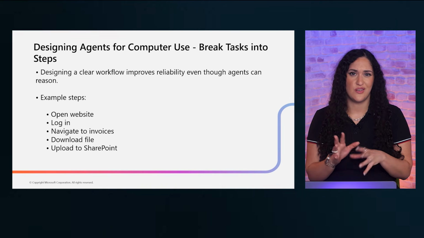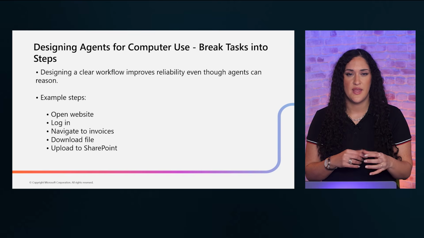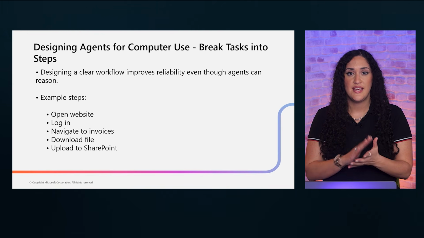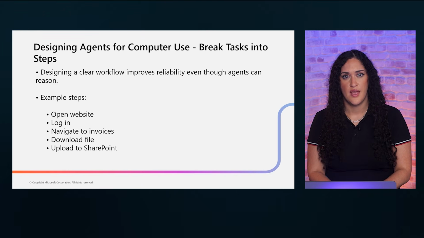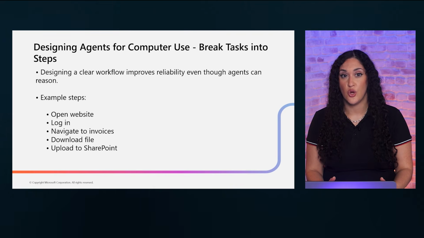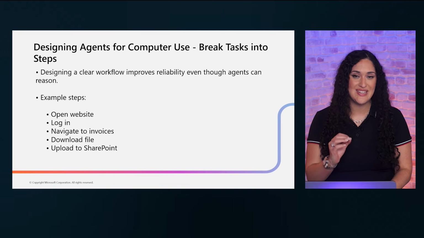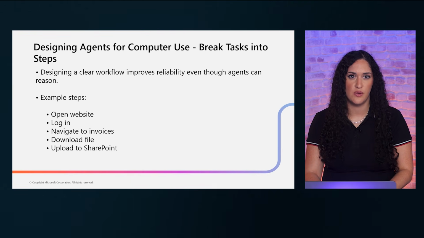Even though computer use agents can reason, breaking tasks into explicit steps dramatically improves reliability. Design a clear workflow, open the website, log in, navigate to invoices, download the file, upload to SharePoint. Each step is a checkpoint where the agent can validate success before moving on. The best practice here is to include validation criteria for each step. How does the agent know the login succeeded? What confirms it is on the right page? These validation points are your quality assurance built directly into the workflow design. They catch errors early before they cascade into bigger problems.